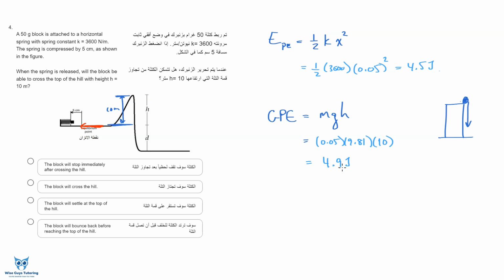It just wouldn't have enough energy, right? Energy is not going to come from nowhere. The energy it needs to get up had to come from the spring, from the push of the spring, and it's simply not enough. So in this case, I'm afraid the block won't bounce back before reaching the top. It'll slide back. I think that's what they mean. It'll go all the way up and then it'll slide back down. So the answer is D.